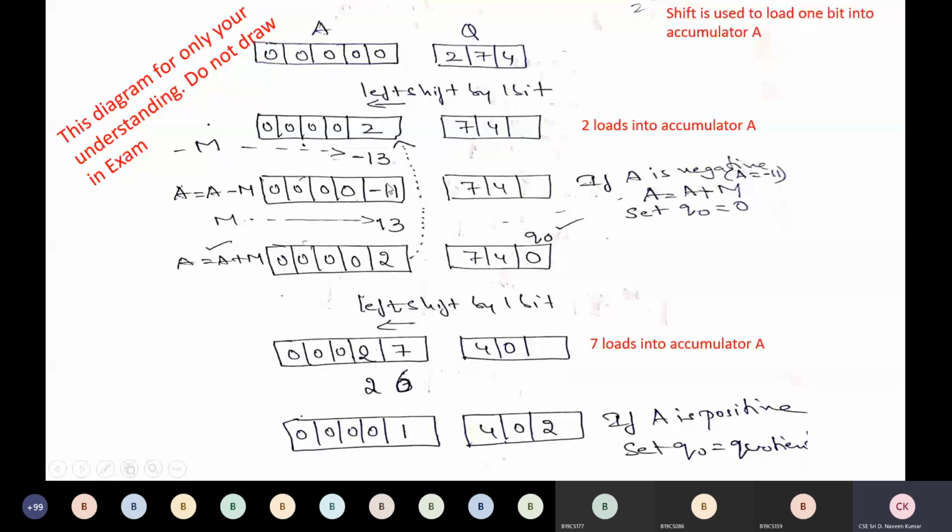I must not consider only 2. I need to consider 7 also, the beside number also. So it needs to restore; first it needs to restore 2. How does it restore? We need to do A plus m. A plus m means we add m, that is 13, and get back the 2. We have come back to the previous state. See, the same 2. And one more thing, this empty place is what we call Q0, Q1, Q2.